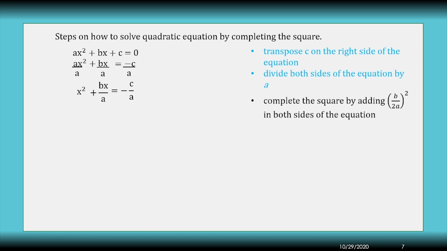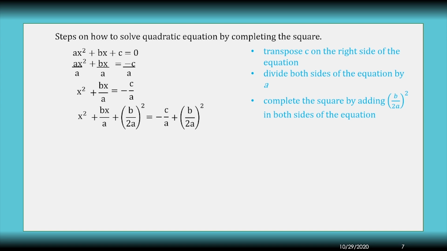What will be the next step? You need to complete the square by adding the square of b over 2a in both sides of the equation. So, it will become x squared plus bx over a plus the square of b over 2a is equal to negative c over a plus the square of b over 2a.